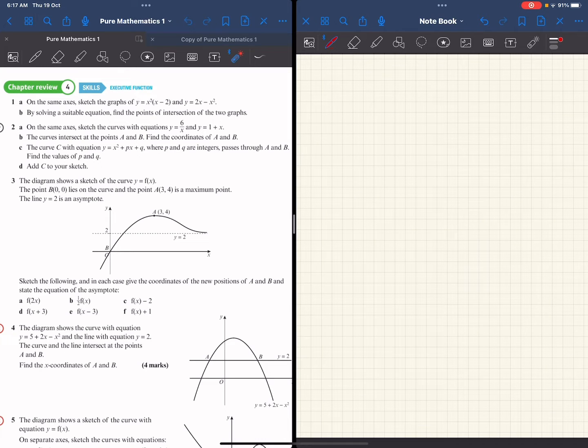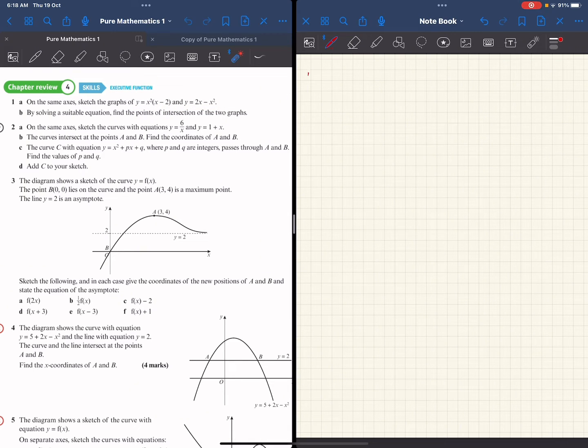Chapter Review 4, question number 1. On the same axis, sketch the graph of y equals x squared into x minus 2 and y equals 2x minus x squared. So the first one here is a cubic curve and the second one is a quadratic curve with a negative x squared, so it's going to be inverted. So let's start by sketching the curves.